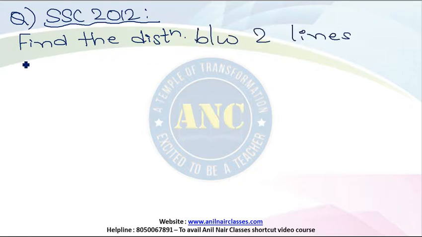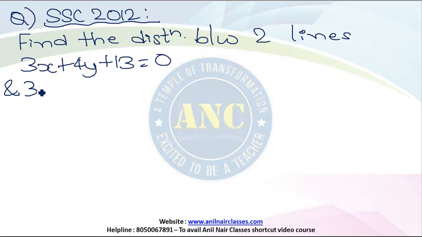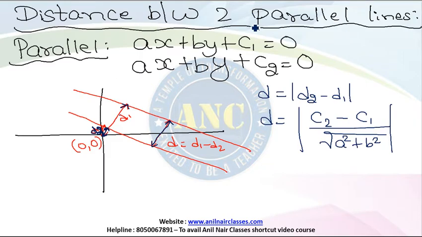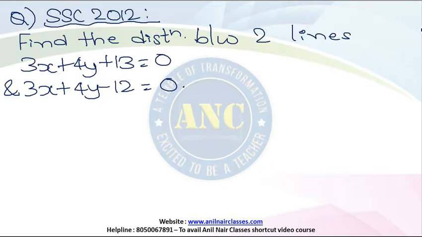First line equation is 3x plus 4y plus 13 is equal to 0, and second line equation is 3x plus 4y minus 12 is equal to 0. The topic we have discussed here is distance between two parallel lines, but in the question they have not mentioned anything as parallel.